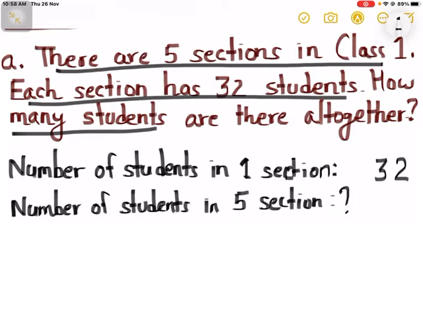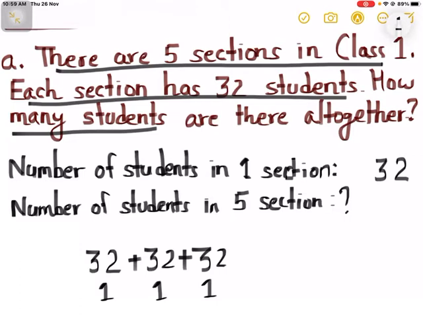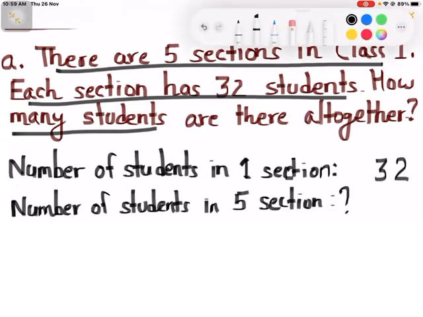As you know that multiplication is the repeated addition of the same number, isn't it? That means if you add 32 in one section plus 32 in another section plus 32 in another section, this will be a very long process. So here we are going to use the operation multiplication, so that we can find the answer quickly, isn't it? So number of students in 5 sections is what is asked us to find out. Okay, and which operation are we going to use? Of course we are going to use the multiplication operation.